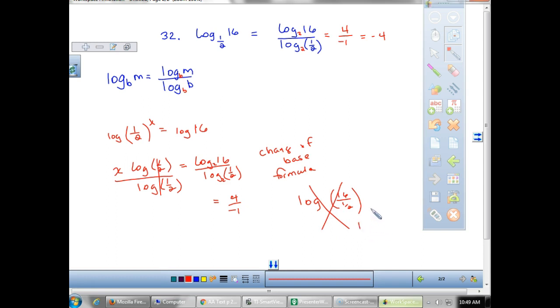Because this 16 to the 1/2, that's 4, right? Like 16 to the 1/2 power. Yes. So is there a correlation between that and -4? No, not really. It's just by chance, yes.